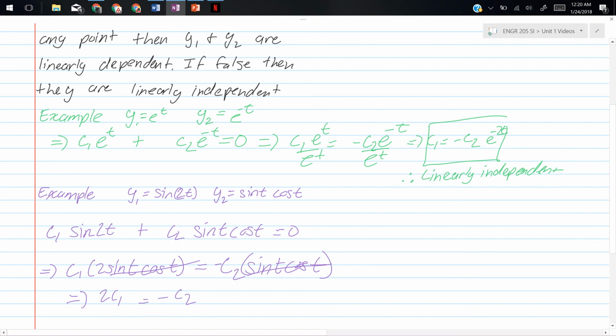So this is a true equation because we can make c1 equal to -1 and c2 equal to 2, and now it would result in a true equation. c1 and c2 have to be some coefficient or any number that makes this equation true. So since it's true, therefore it is linearly dependent.